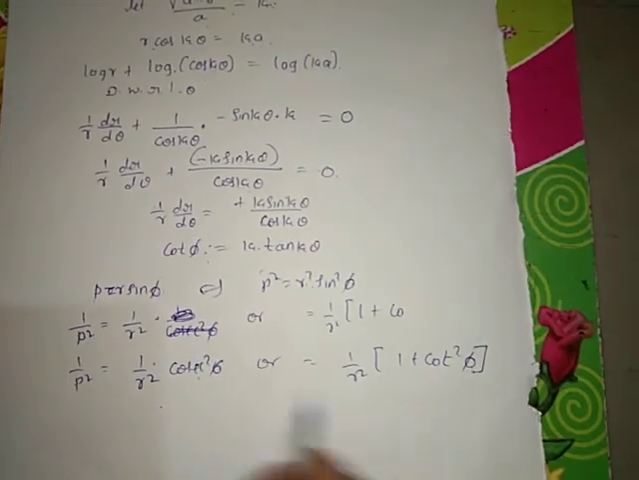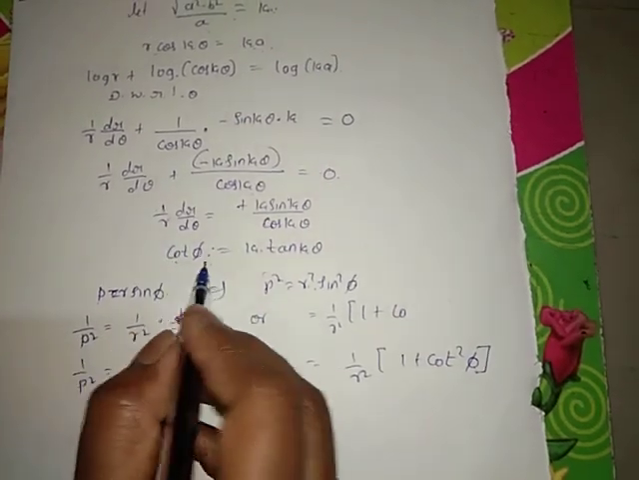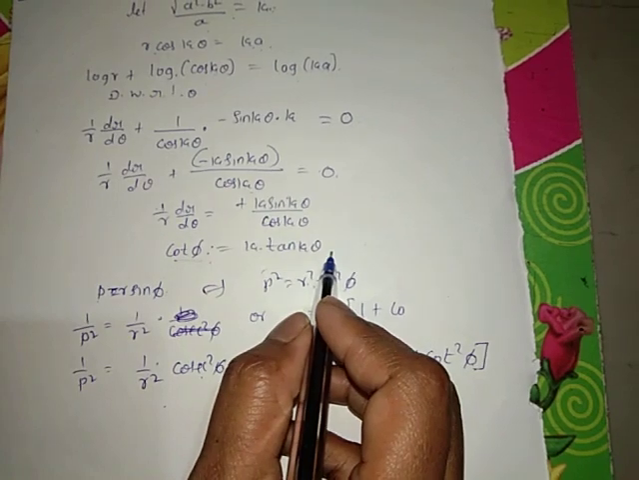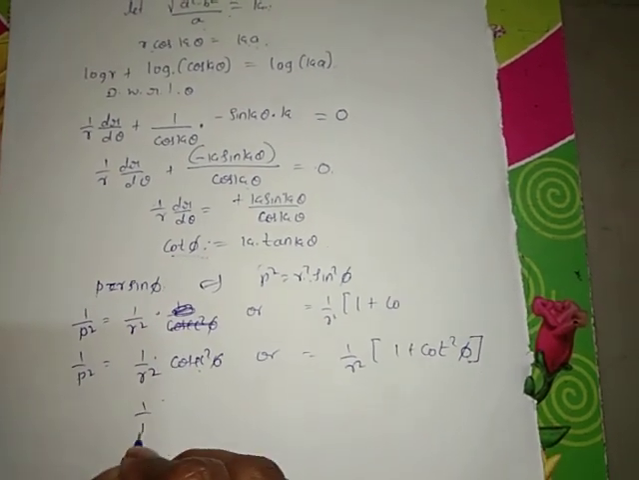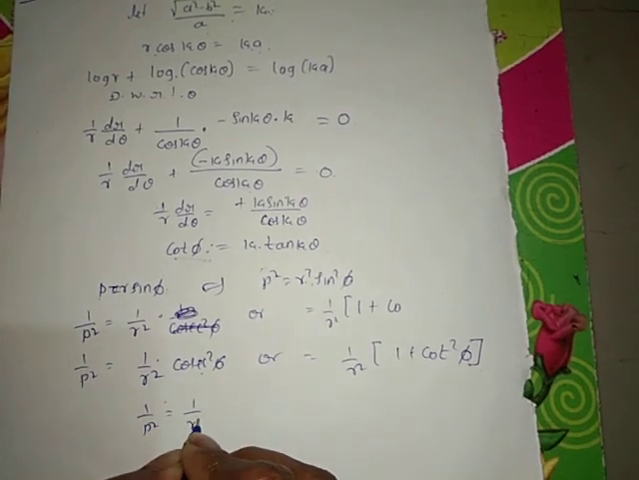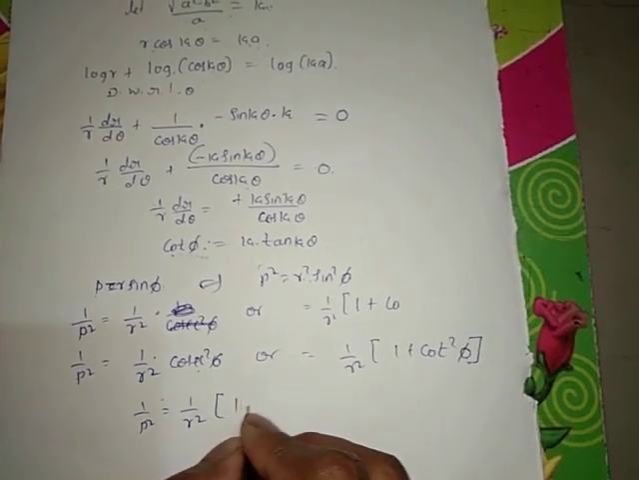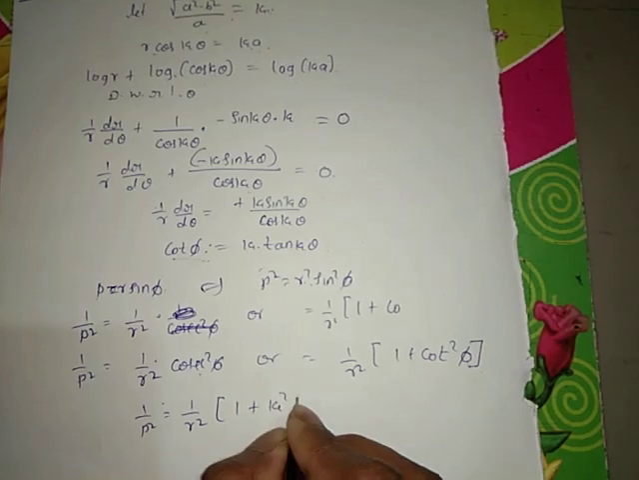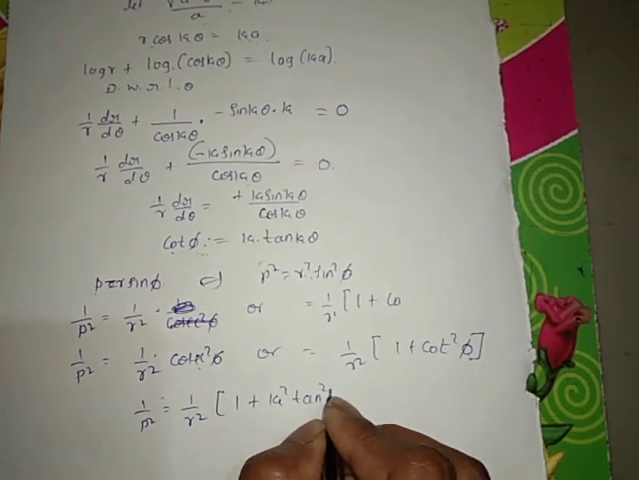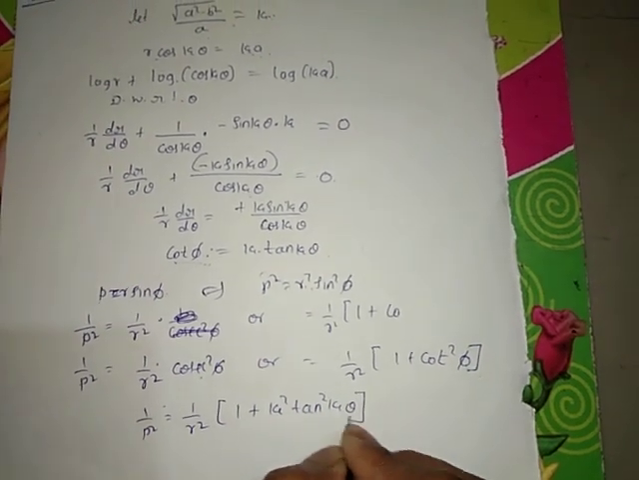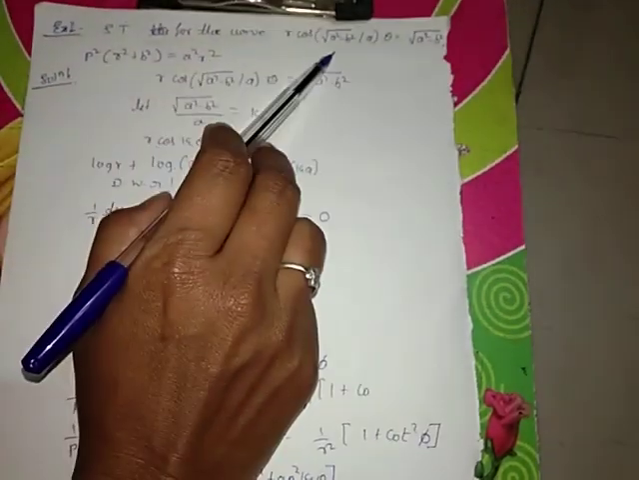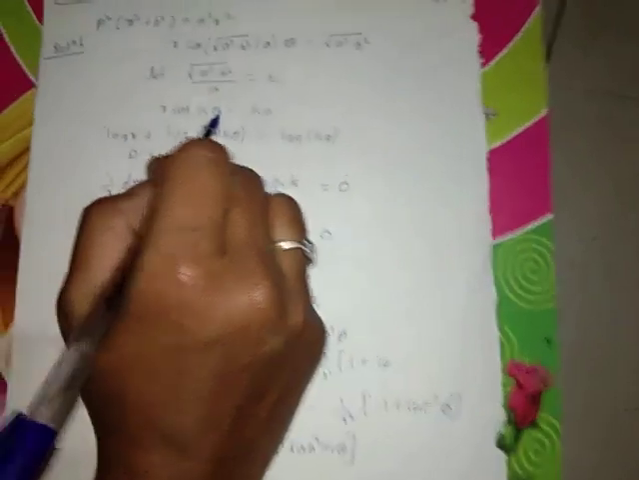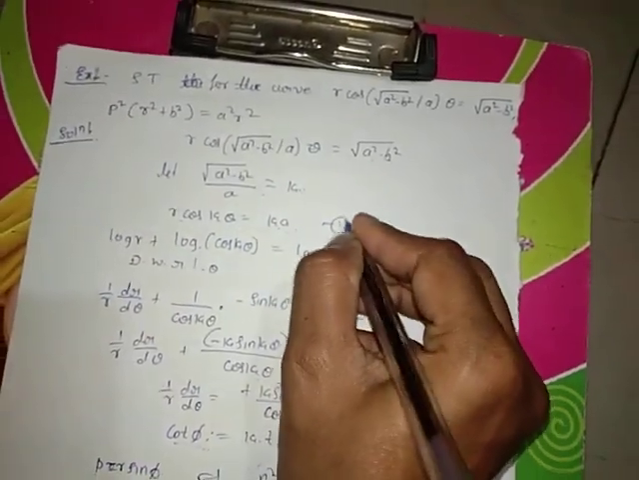Now we have cot phi equal to k tan k theta. Substitute this cot phi here. Then it becomes 1 by p square equal to 1 by r square into 1 plus k square tan square k theta. Call this equation 1.